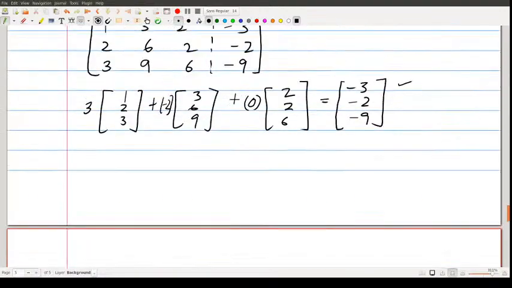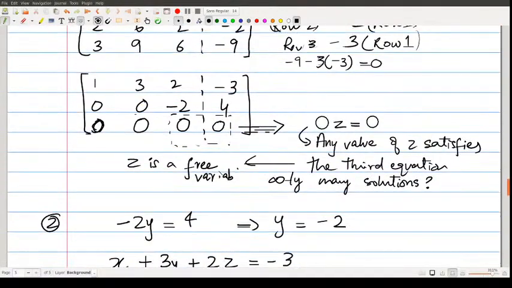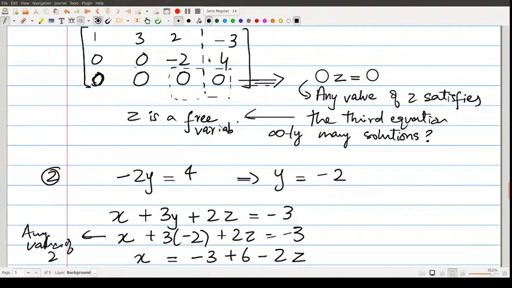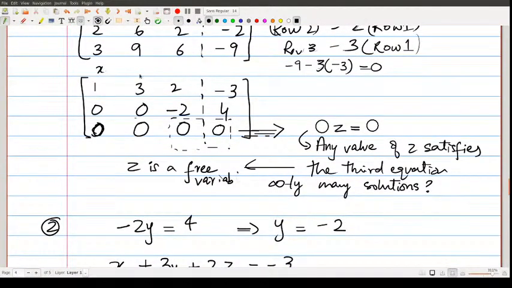Oh, wait a minute, I made a mistake right here. Sorry about that, I just realized that I was saying something wrong. Notice this was x, this was y, this was z. The third equation was telling me I can take any value of z, but the second equation is actually restricting it. It's telling me minus 2z. This third column is for z, not for y. That's the mistake that I made.